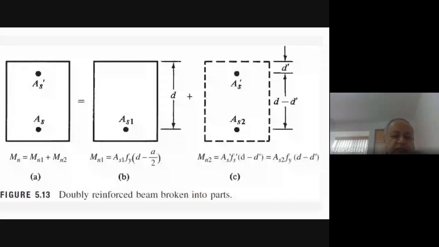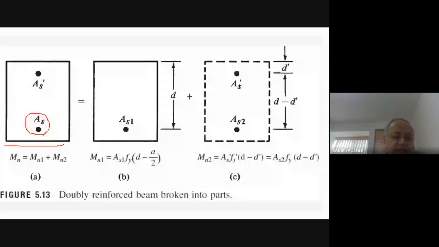Now we start another topic. It is doubly reinforced beams. Let me show you one sketch first. Here you see that in this section, in addition to tension reinforcement, we have compression reinforcement as well.